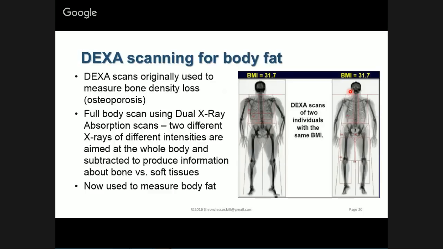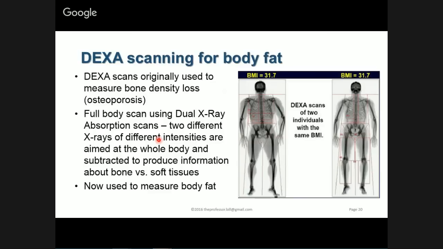A totally different individual. Body mass index is relatively the same. This is not an MRI. This is a dual X-ray absorption scan that used to be done to measure bone density. But when they were measuring bone density, they also realized that soft tissue also lights up in a different color. So you can actually measure fat using this dual X-ray absorption.